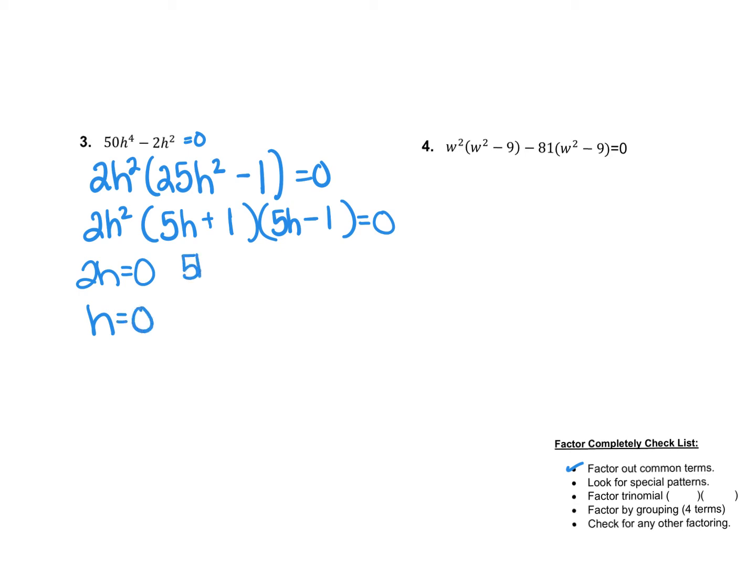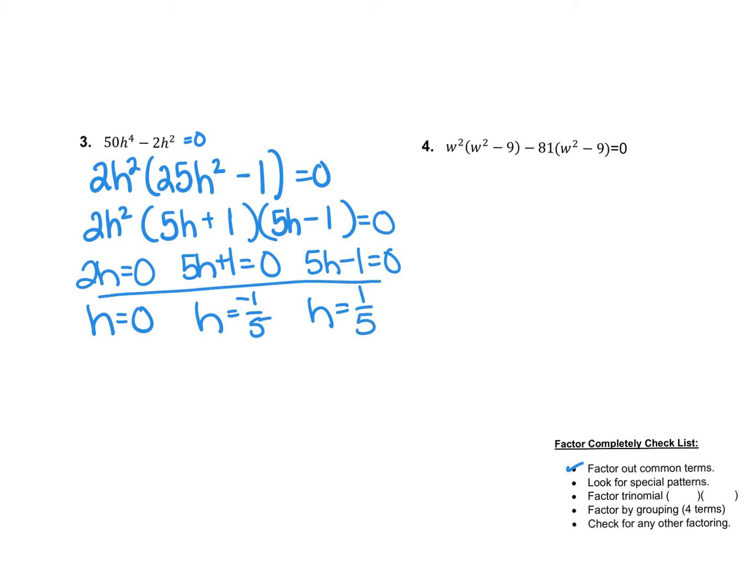All right, so I have 2h is equal to 0, so h is equal to 0. And I have 5h plus 1 is equal to 0. When I solve, I'd minus the 1 and divide by 5, so I have negative 1/5. And then I've got 5h minus 1 is equal to 0, and so then I'm going to plus that 1 here, and h is going to be equal to positive 1 over 5. And so these then are the solutions to this equation.